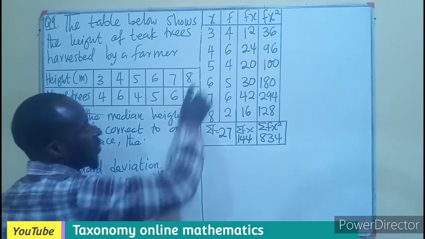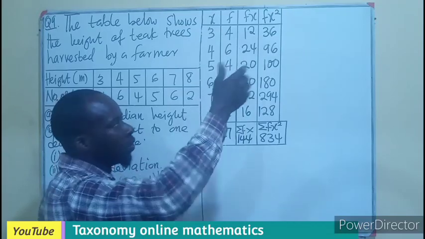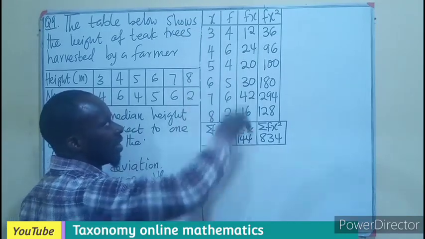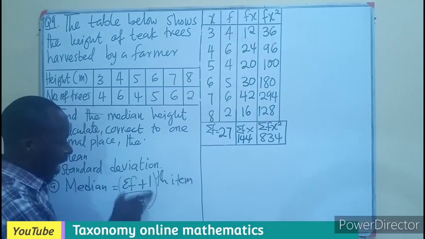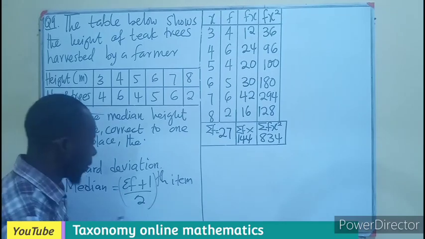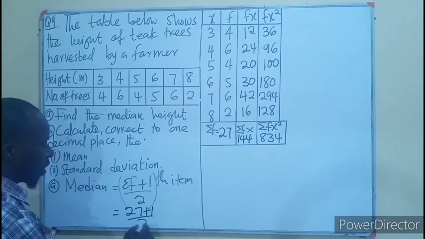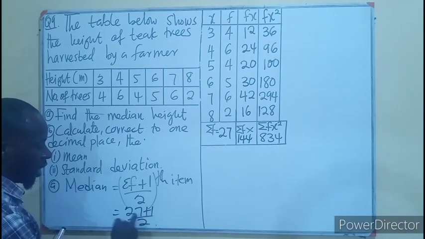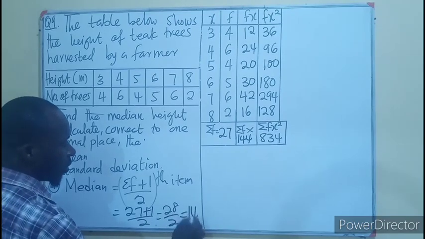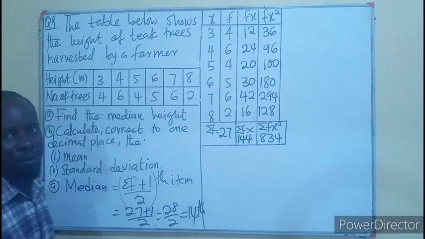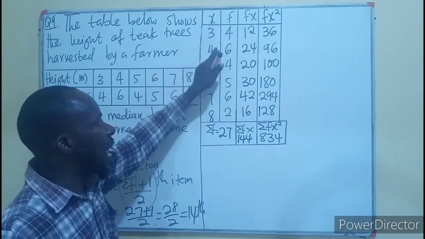That is, we know this 4 means that the 3 is appearing 4 times. So if I arrange all these things according to their frequencies, the position that the answer gives us is the item. So in this case, we'll have 27 plus 1 over 2, and that will be 28 over 2, and that will be 14, meaning the 14th item on the table. So this is the height.